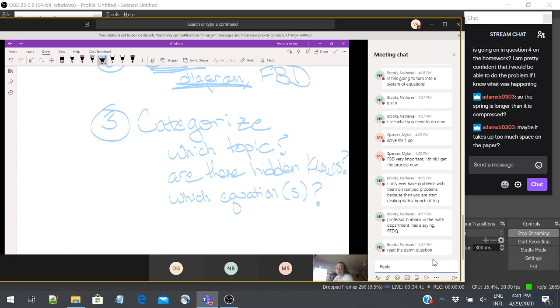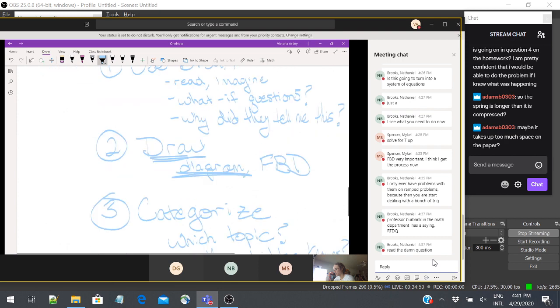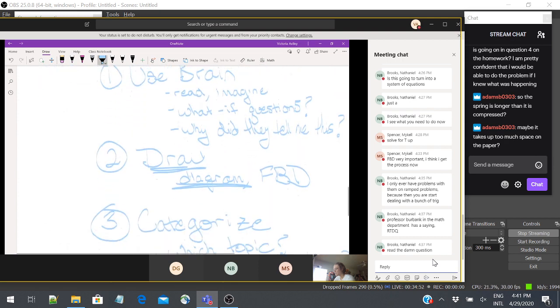So, like, am I doing Newton's second law? Am I doing momentum? Am I doing impulse? Like, what am I doing? Okay, so those are my 3 steps that I like to encourage. If you do those 3 steps, I feel like you'll get pretty far.